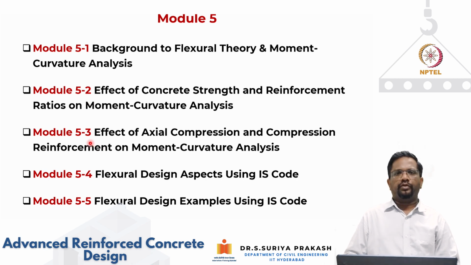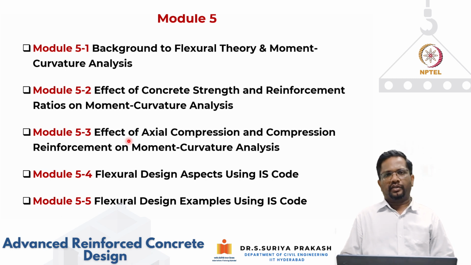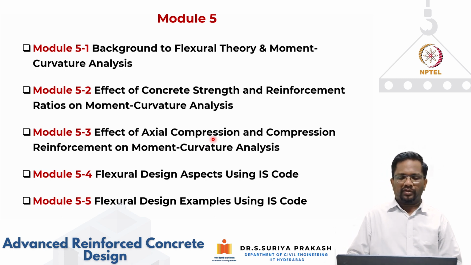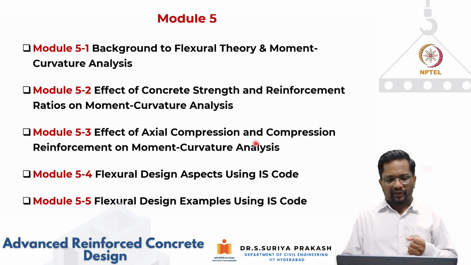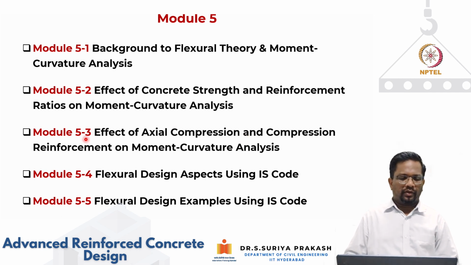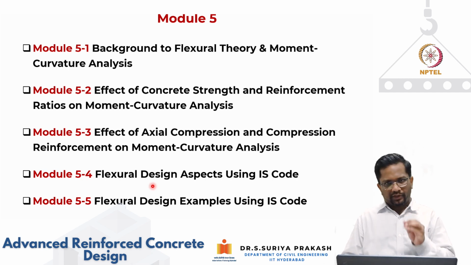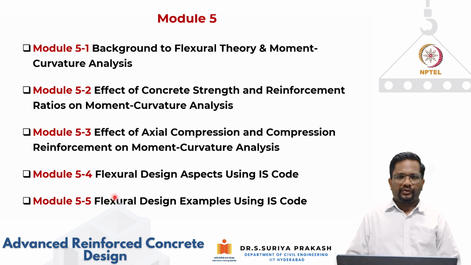And part 3, which is module 5.3, we are going to discuss the effect of axial compression. Sometimes beams can also have some level of axial compression, and what is the effect of that. Also if I start putting some compression steel, which is a doubly reinforced section, how that moment curvature analysis is going to change, we're going to look at in module 5.3. And in the fourth part of the module, we're going to talk about flexural design aspects using IS code provisions, that is IS 456.